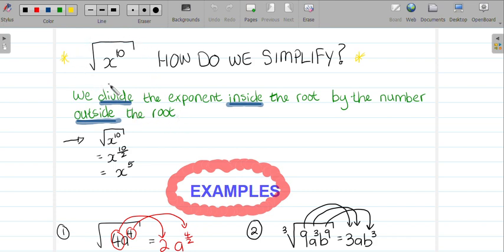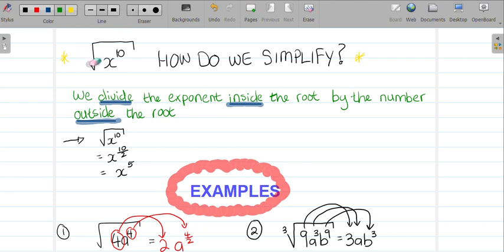So in this example over here, it's actually really simple. All we're going to do is divide the exponent inside the root. What is the exponent inside? It is 10. So the exponent is 10, right? But divide it by the number outside the root. So there is a number outside the root. It's an imaginary number. So if you did not know, if you see a root sign, and there's no number on the outside, please note that there's an imaginary 2 on the outside. That is very important to note.